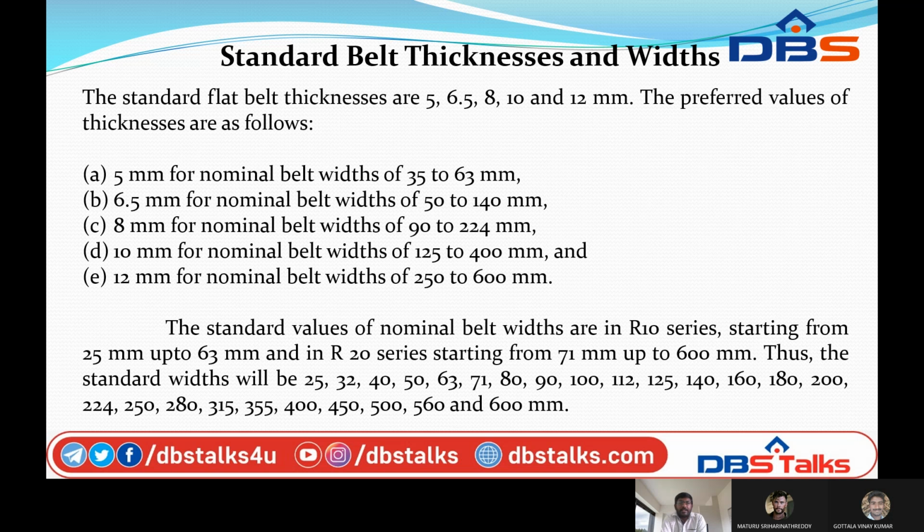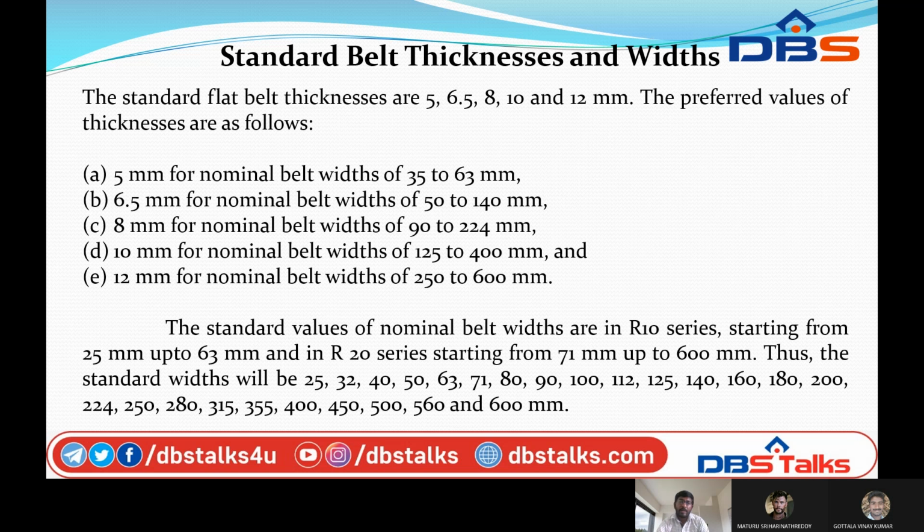So the next topic is standard belt thicknesses and widths. The standard flat belt thicknesses are 5, 6.5, 8, 10 and 12 mm. So these are all the standard belt thicknesses. The preferred values of the thicknesses are as follows.